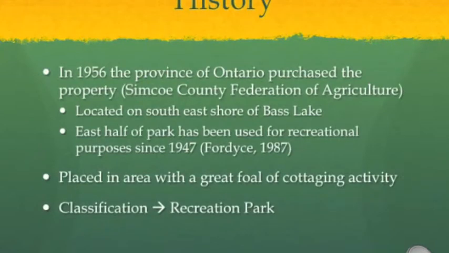To offer a slight history behind Bass Lake Provincial Park, the province of Ontario purchased the land in 1956 from the Simcoe County Federation of Agriculture. The property is located on the southeast shore of Bass Lake, where the east half of the park has been used for recreational purposes since 1947. Bass Lake Provincial Park is classified as a recreational park, as it is placed in an area full of cottaging activity.